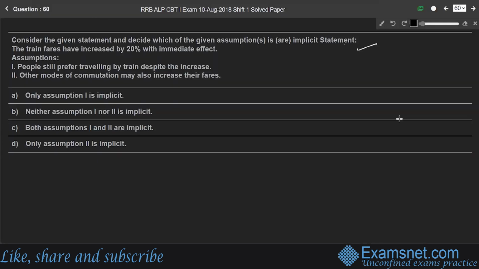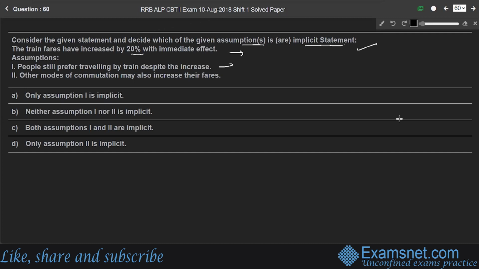Question number 60. Consider the given statement and decide which of the given assumptions is or are implicit. The statement is: the train fares have increased by 20% with immediate effect. Assumption 1: people still prefer traveling by train despite the increase. So here, even if train fares increased, that doesn't mean people will stop using that service, because for some people, train is the basic mode of transportation. It's possible that some people will shift to other modes of transportation, but still most of the people will use the transportation. So assumption one supports the statement.